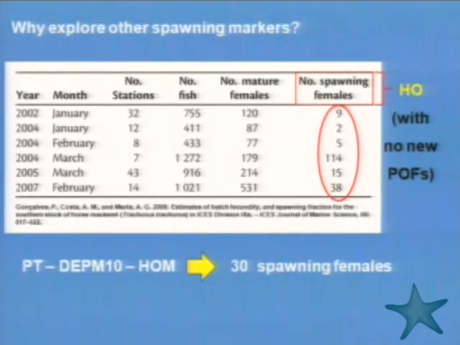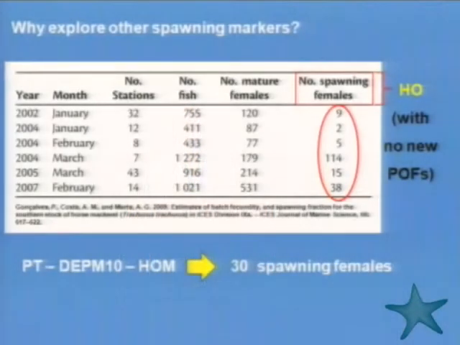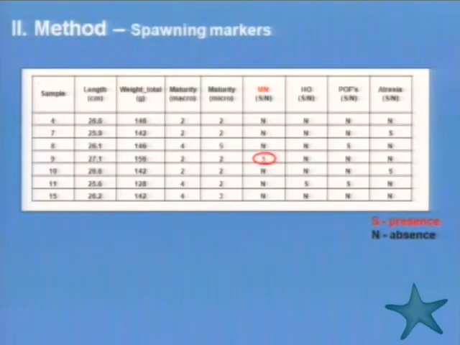Okay, why do we intend to explore other spawning markers? This is a table of our DPM surveys, and you can see here the number of spawning females that we achieved in each one of them. We have an exceptional amount of samples in 2004 March, because I think we found an aggregate school of hydrated females. That's why we caught so many. We have this problem: normally we get so few samples, and it's difficult to adjust a model with that number of samples.